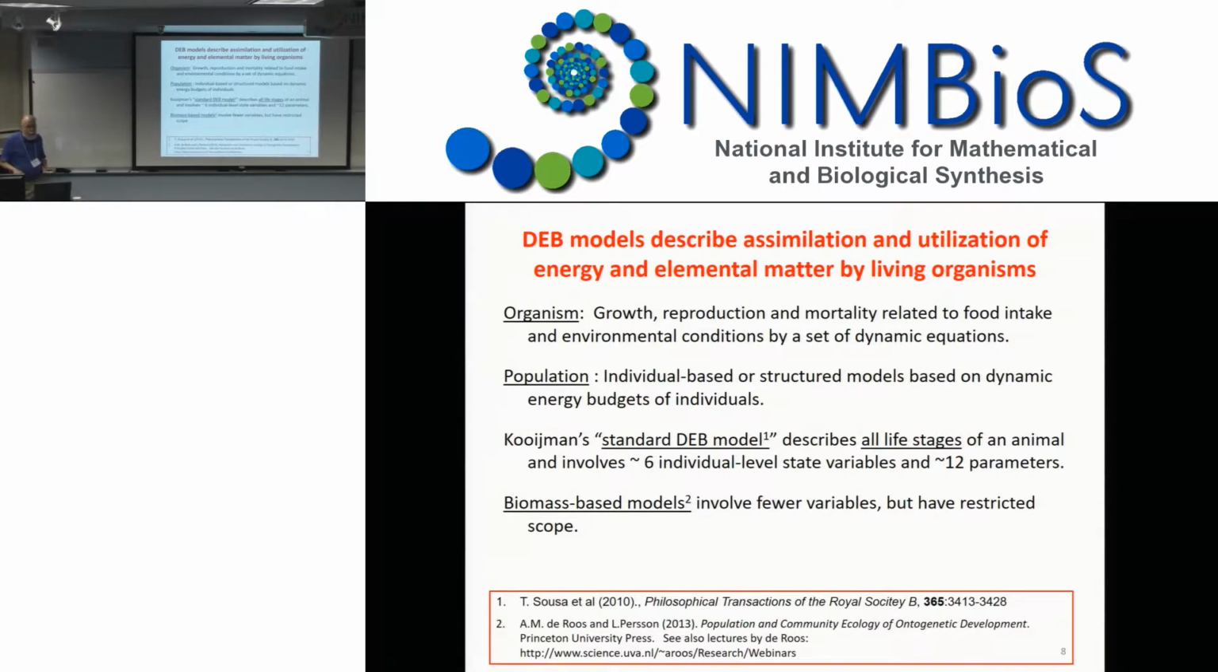The transition from individual to population occurs through using either structured population models, in which a few people here have expertise and some have way more expertise than I have, or on using individual-based population models, and I'll say just a little bit about these.